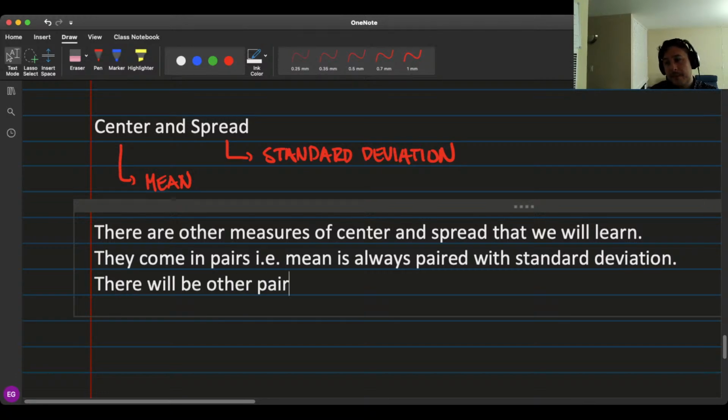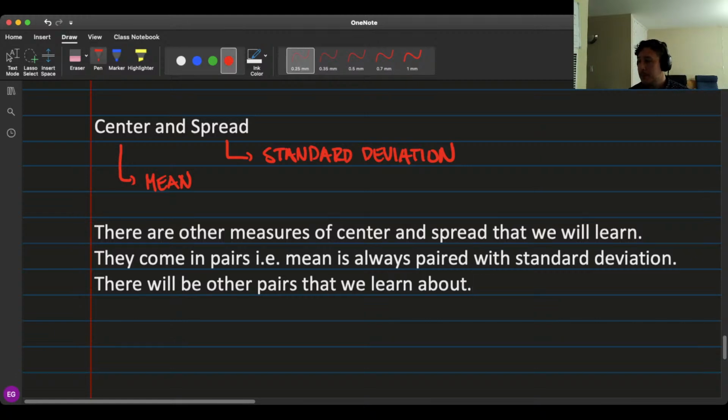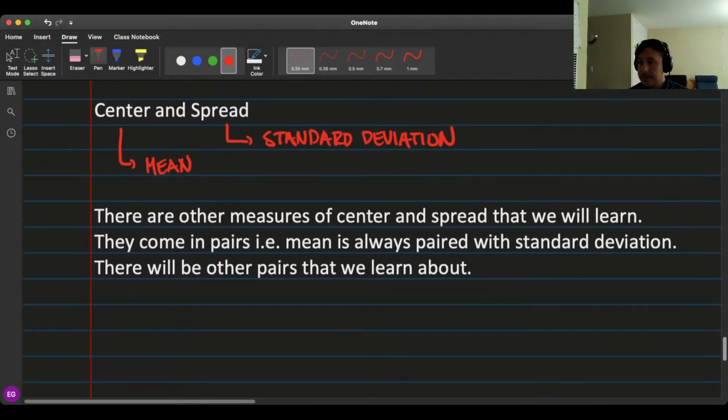So for now, we're completing our first pair. We already learned about mean. Now we're going to talk about standard deviation. And I'll explain to you what spread is. It's actually pretty straightforward. So remember that the mean is a measure of center, and the mean tells you what the typical sort of value is.